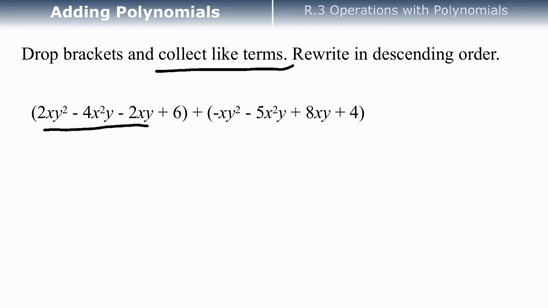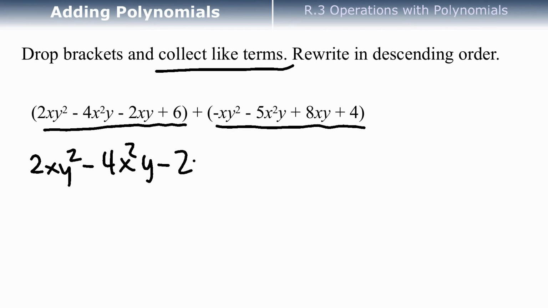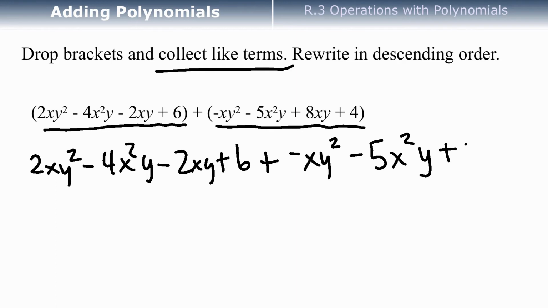If I am adding this big term here with this big term here, what I can first do is just drop the brackets. I don't need to use brackets there because I'm adding. Plus 6, okay, plus a negative xy squared minus 5x squared y plus 8xy plus 4. So here I drop the brackets. Now I can look for like terms. So here I have an xy squared. Is there another one? Here's one right there. So I have 2 and I lose 1, so I'd have 1 xy squared.